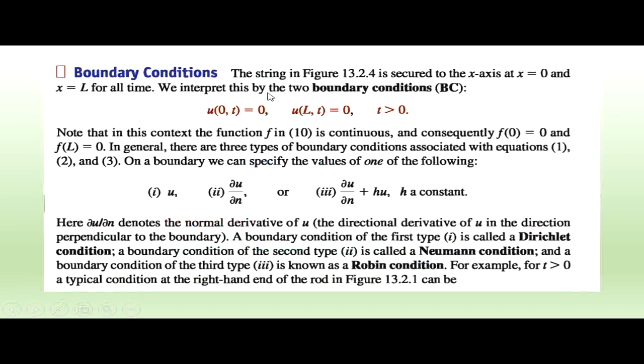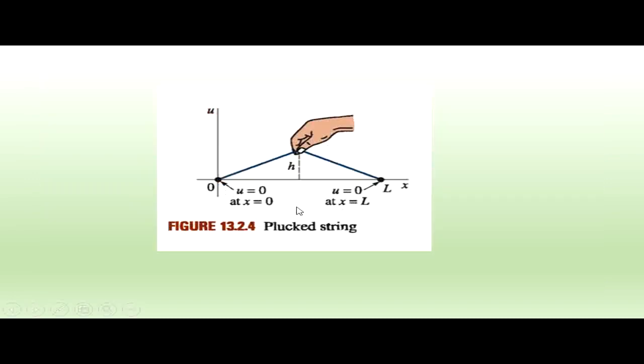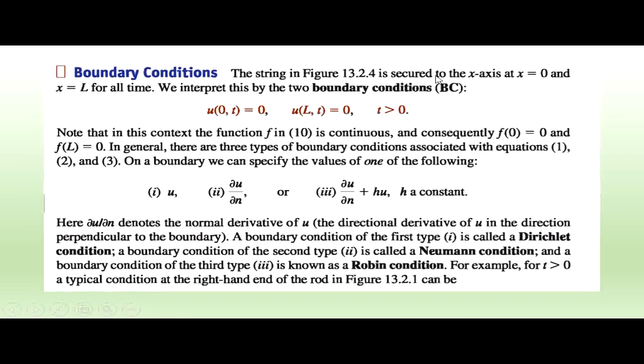Now boundary conditions. The string in this previous figure is secured to the x-axis at x equal to 0 and x equal to L. What do you mean by secured? When the word secured comes, at x equal to 0, displacement is 0. When x equal to L, for any time t, displacement is 0. For a string problem, if you secure both the ends, it means that there is no displacement on both the ends. So u is 0, u is 0. Remember this statement, we need to use them.